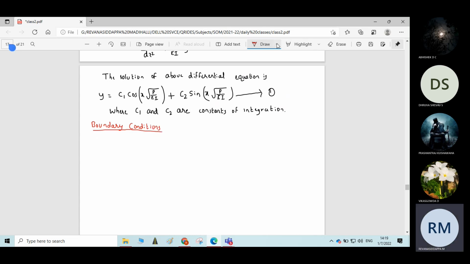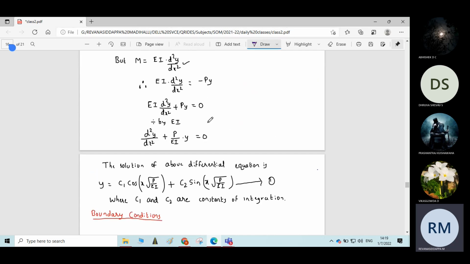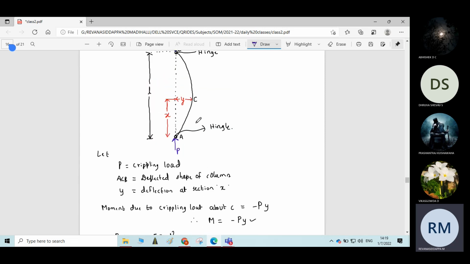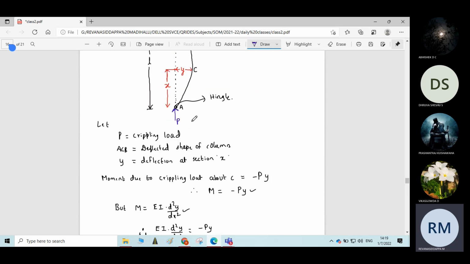Boundary conditions. Boundary conditions means at the ends of the column, no? At the ends of the column. At point A, what is the deflection of the column? What is the value of y, students? At a distance x, the deflection is y. When this x equals 0, which means at point A, what is the deflection? Tell me.